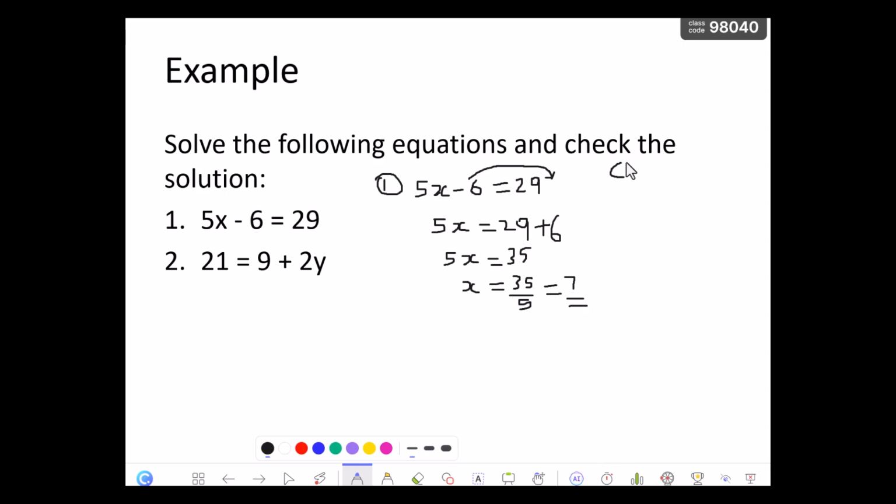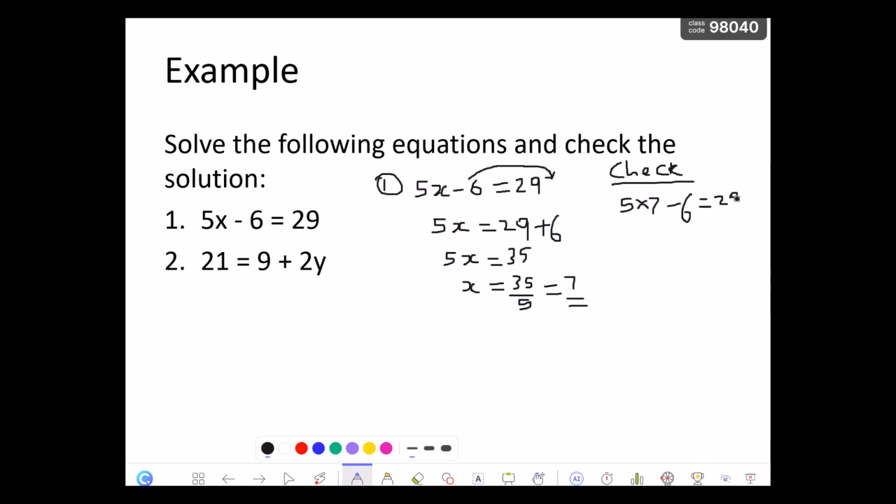So how are you sure if x is 7? How will you be sure if x is 7? So let's check. So to check, that means in this question, this place of x, replace it with 7. So since 5x means 5 times x, it will now become, let me erase this and put it well, 5 times 7 minus 6, and that will be equals to 29.